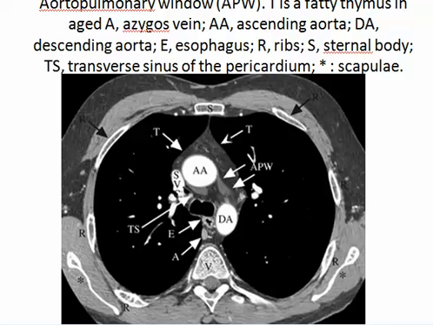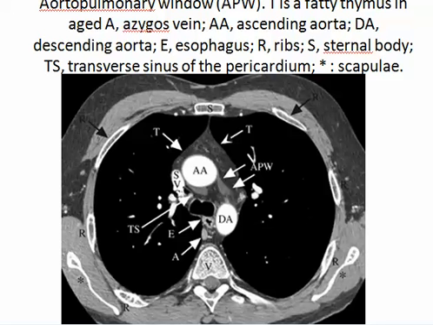T is a fatty thymus in an aged person. But remember that in children, there is a gland. And if you succeed in seeing a gland in an adult above 18, please consider it a tumor until proven otherwise.